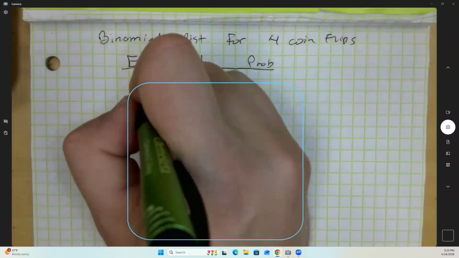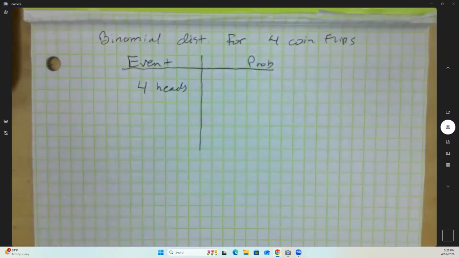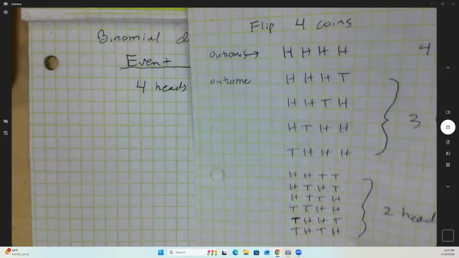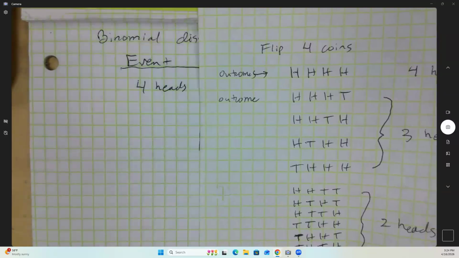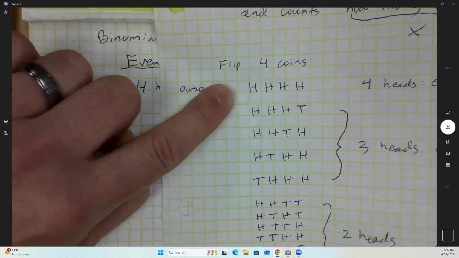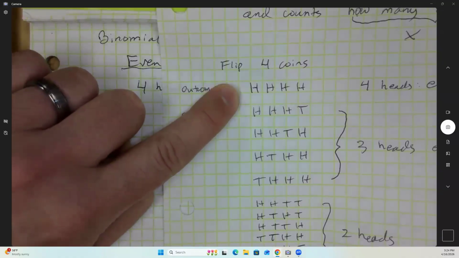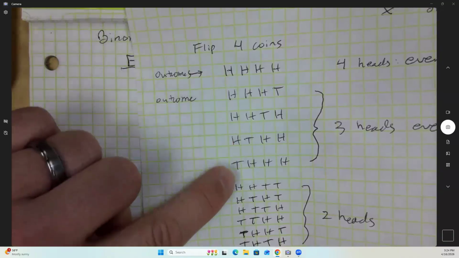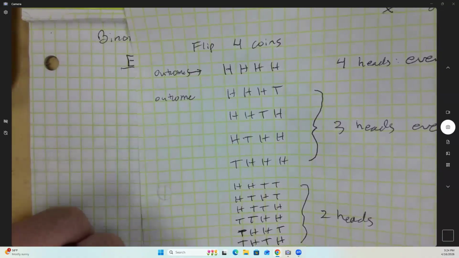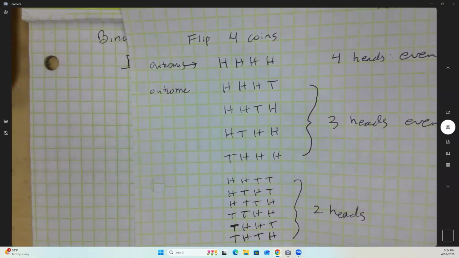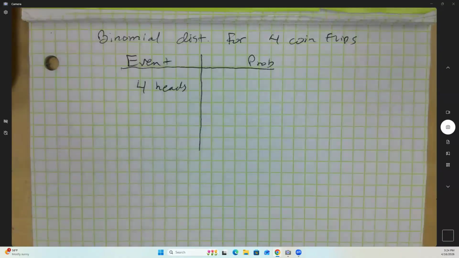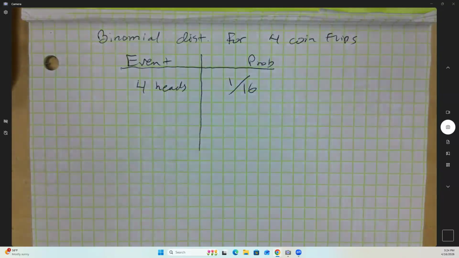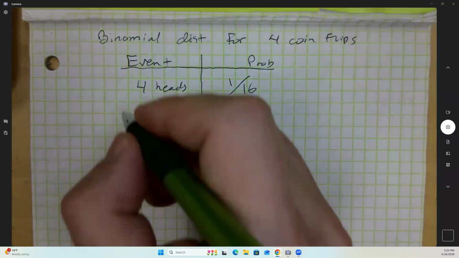I could have 4 heads. So we go back and we say, out of all the possible flips, how many were 4 heads? 1. How many possible outcomes were there total? 1, 2, 3, 4, 5, 6, 7, 8, 9, 10, 11, 12, 13, 14, 15, 16, which by the way is 2 to the 4th. So there was 1 way to get 4 heads. There were 16 total.